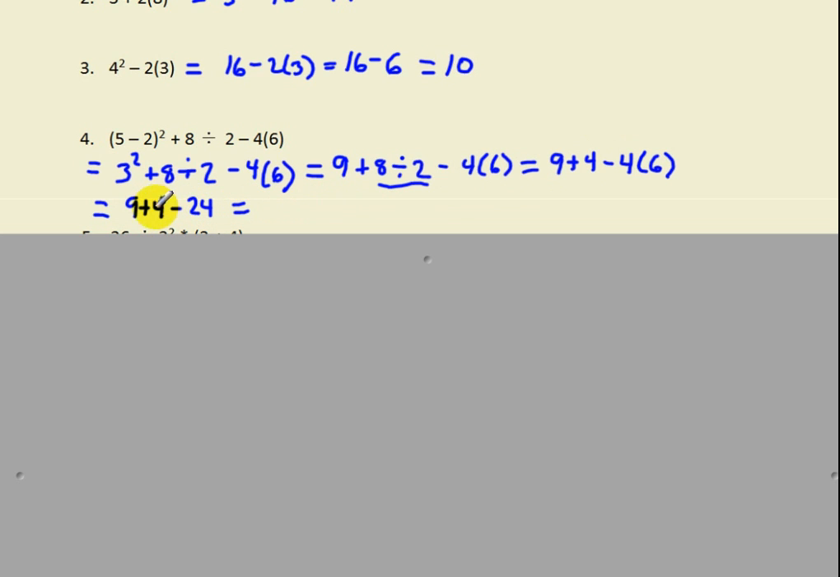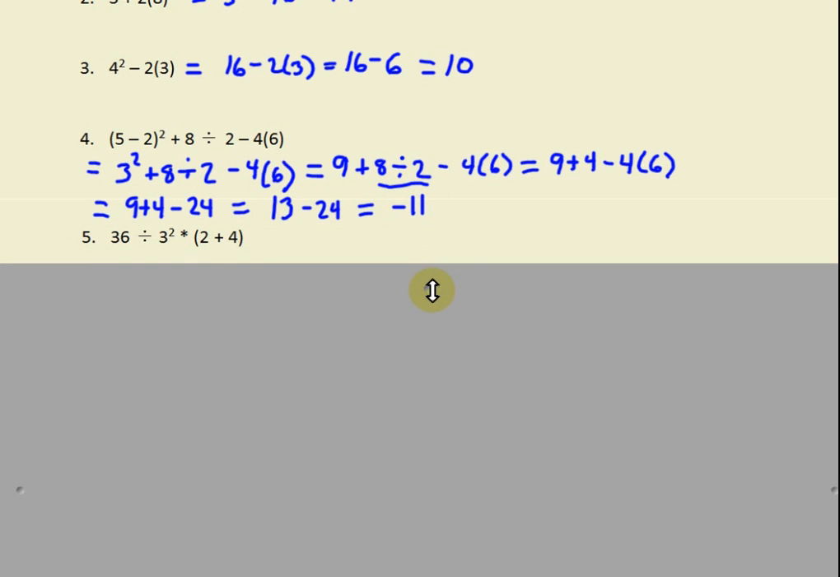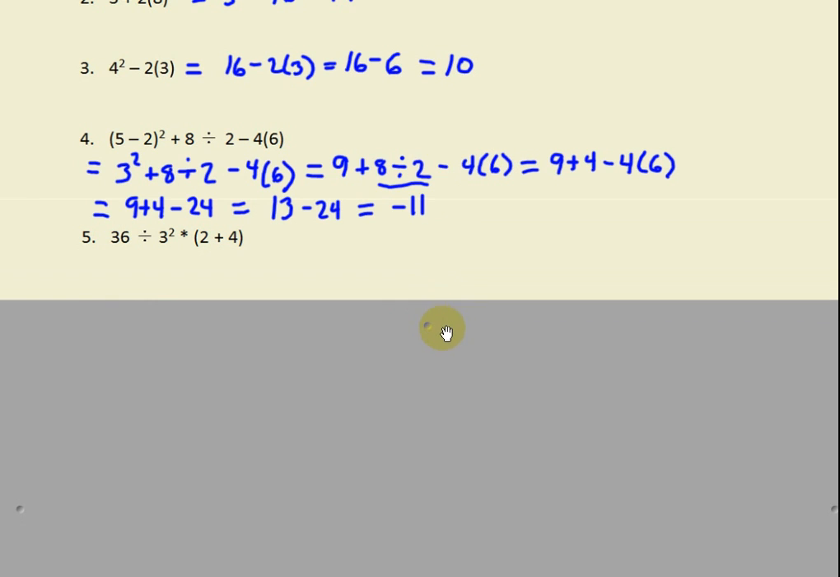And we are now to addition and subtraction. We do whichever one shows up first, working left to right. So we have 9 plus 4 is 13, and then minus 24. And then finally, 13 minus 24 would give us negative 11. If you haven't dealt too much with negatives yet, don't worry, you will soon, but hopefully you've seen those before. The key here is to get the operations in the correct order.